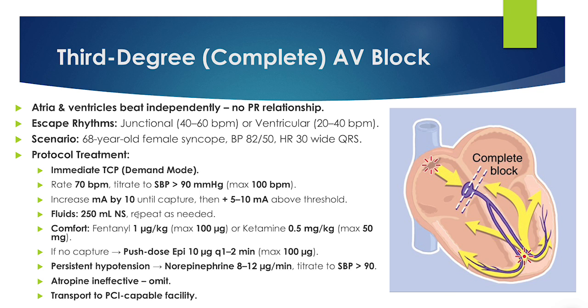communication with them. And usually you'll have some sort of an escape rhythm, meaning a rhythm that is initiated more from the ventricular side, so it's a lot slower, and it could be junctional or ventricular. The ventricular is usually between 20 to 40 beats, and the junctional will be 40 to 60 beats. And basically that escape rhythm is what's keeping them alive.